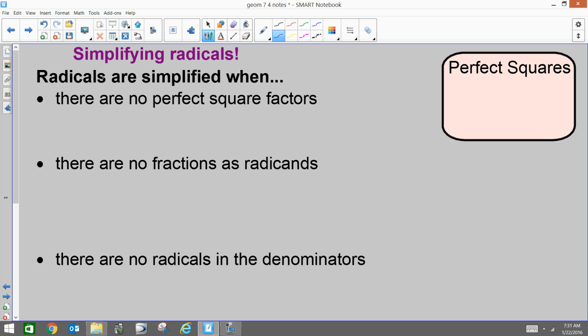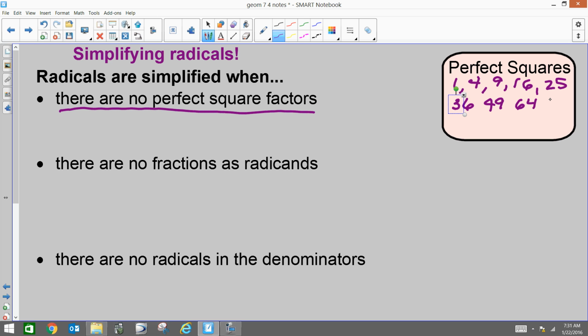So radicals are simplified when there are no perfect square factors. First of all, we need to figure out what the perfect squares are. So we're talking about 1 squared, 2 squared, 3 squared, 4 squared, 5 squared, 6 squared, 7 squared, 8 squared, 9 squared, you get the idea, 10 squared, and so on.